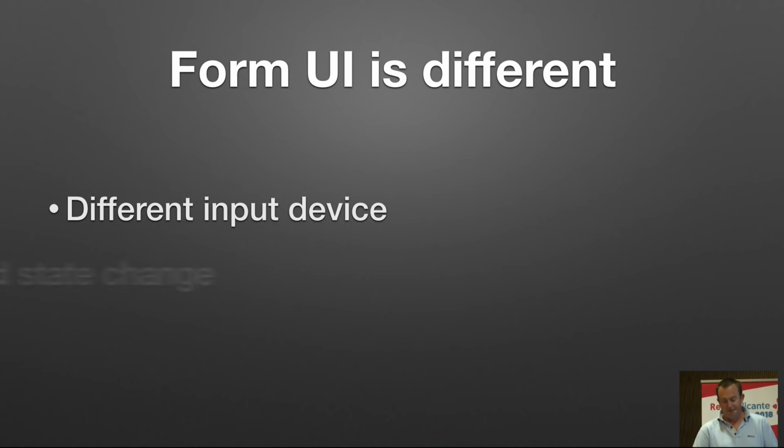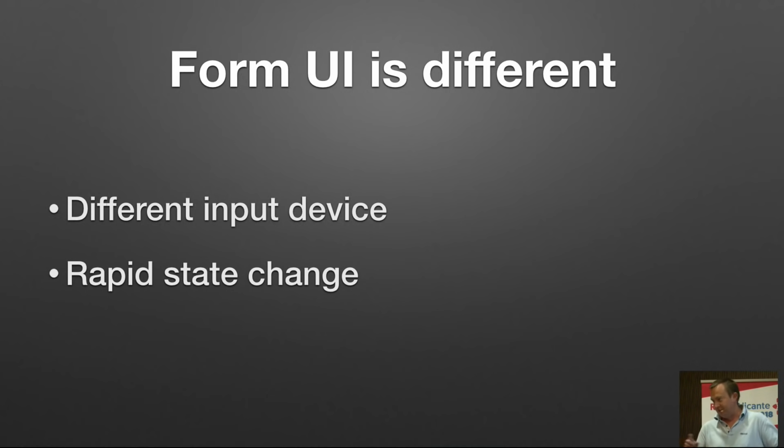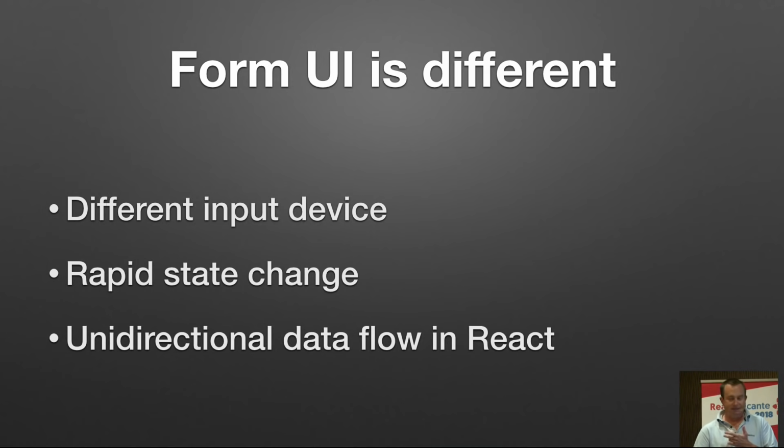So it's a time of rapid state change. There's a reason that we don't code using the mouse. The keyboard is so much faster. And another complication to Form UI in React is React's unidirectional data flow paradigm. This means that form data must be stored in some central location rather than kept down in the DOM nodes like we used to do in jQuery.